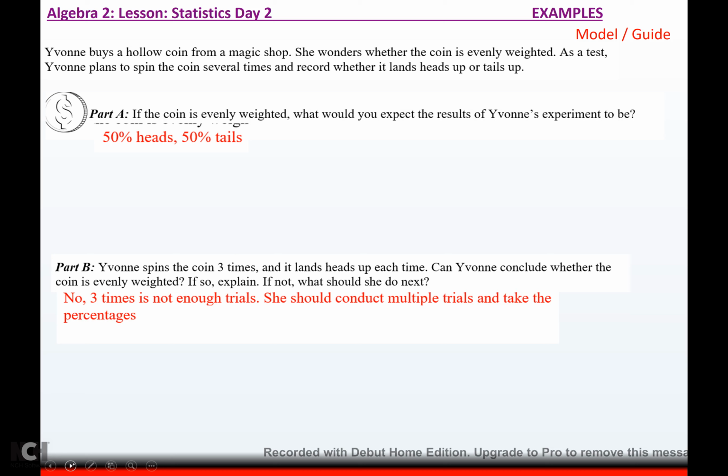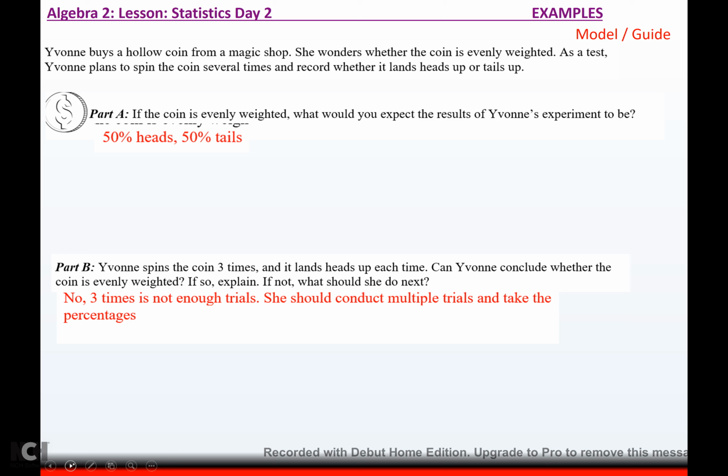Alright, so it says Yvonne buys a hollow coin from a magic shop. She wonders whether the coin is evenly weighted. As a test, Yvonne plans to spin the coin several times and record whether it lands heads up or tails up. It says, if the coin is evenly weighted, what would you expect the result of Yvonne's experiment to be? Well, if it's fair, I would expect for it to land on heads half the time and tails the other half the time.